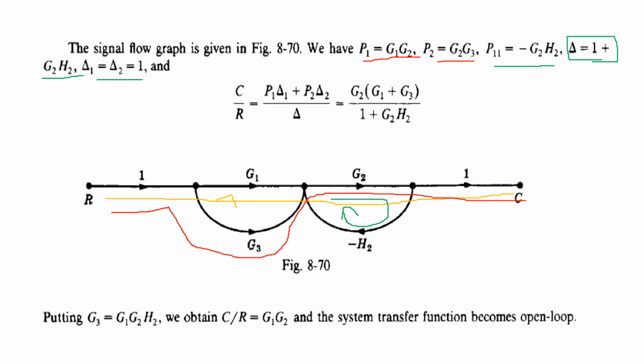So finally we are able to get the transfer function for this simple flow graph as P1 delta 1 plus P2 delta 2 divided by delta. When we replace all these values, we get the transfer function as G2 into G1 plus G3 divided by 1 plus G2 into H2.